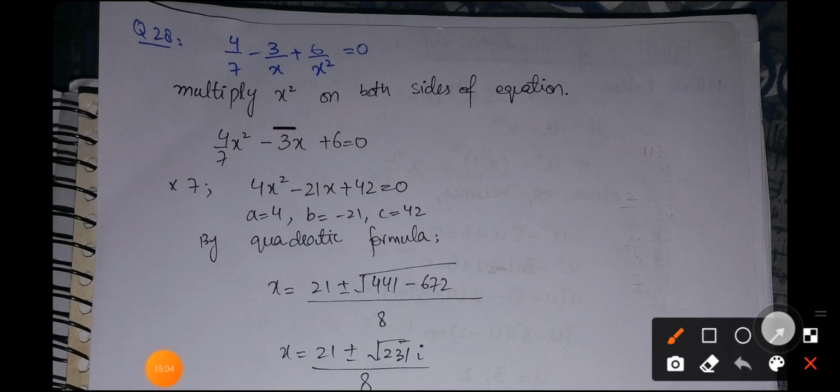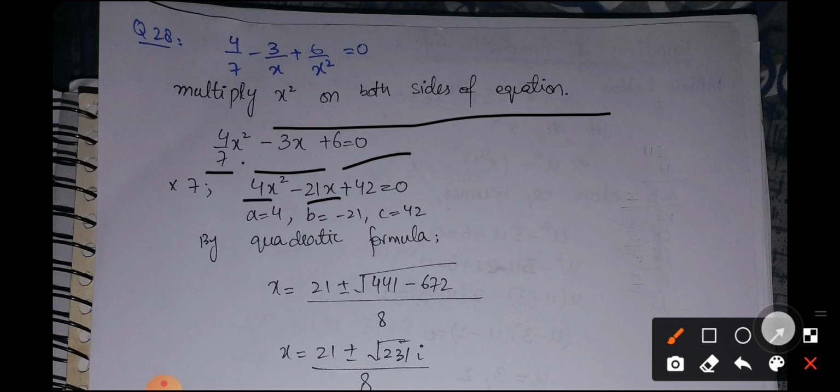Next we have question number 28, 4 by 7 minus 3 by x plus 6 by x square is equal to 0. So the first thing that we can do, we can multiply x square on both sides of the equation so that we are able to shift this fractional form into the simple linear form. So by multiplying x square on both sides, I will get 4 by 7 x square minus 3x plus 6 is equal to 0. Now I'm going to multiply 7 on both sides of the equation so that we can remove this denominator. So by multiplying 7, I will get 4x square minus 21x plus 42 is equal to 0, because 6 into 7 is 42.